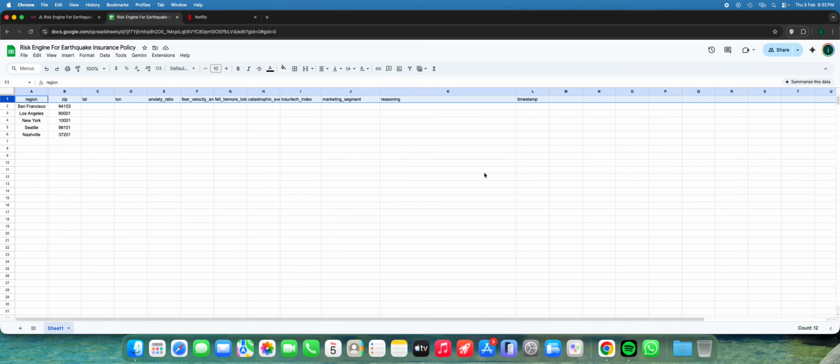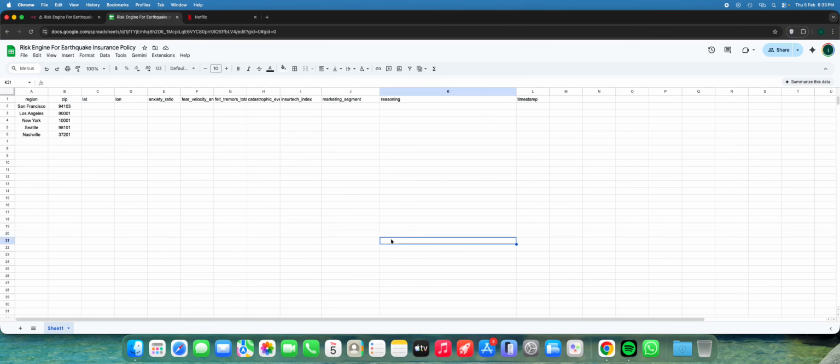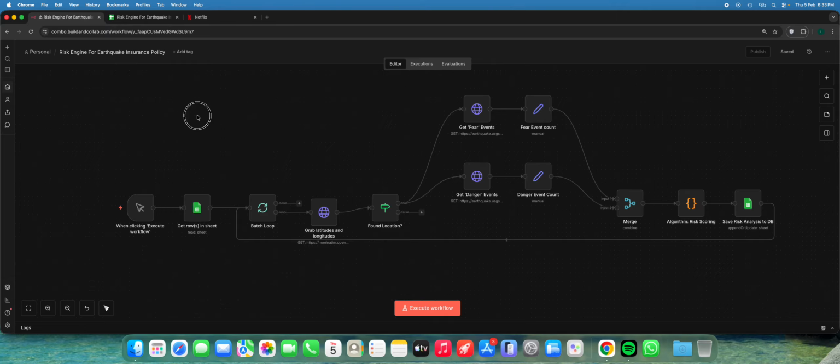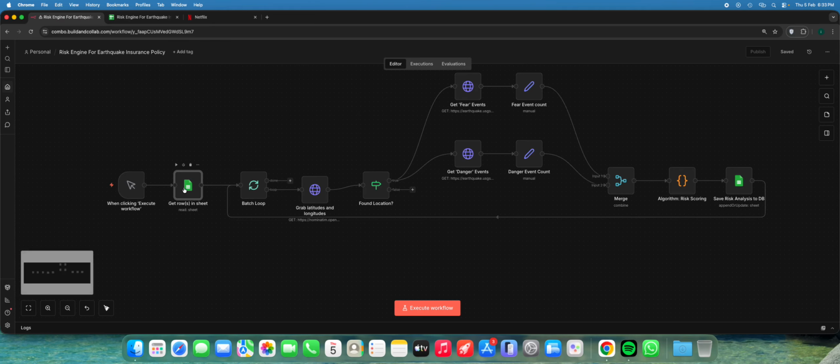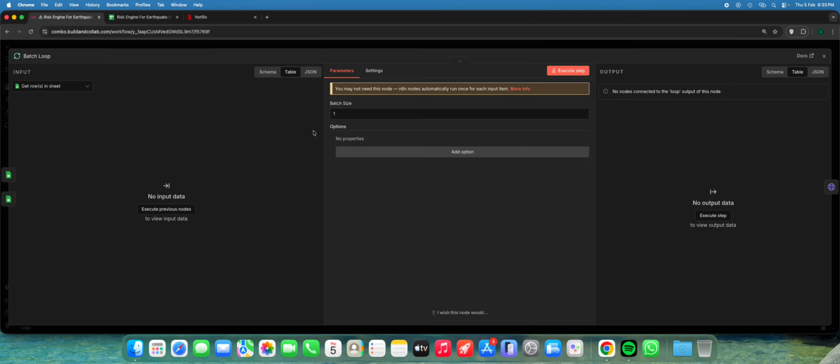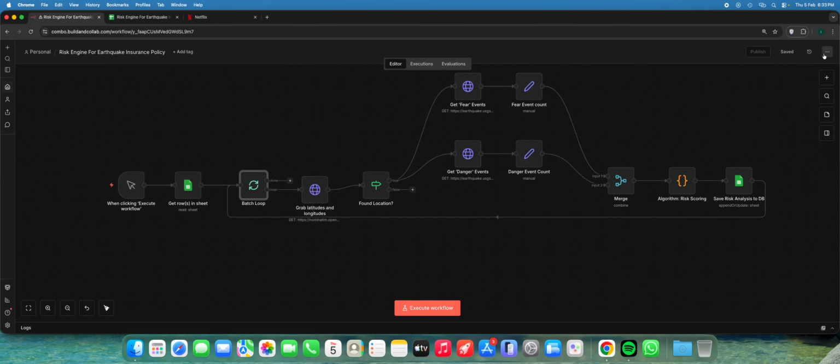because this particular Google Sheet is required to run this particular automation. So just keep a note of it. And after we read the zip code from the Google Sheet, we start batch processing each zip code individually one by one. And we retrieve the location.